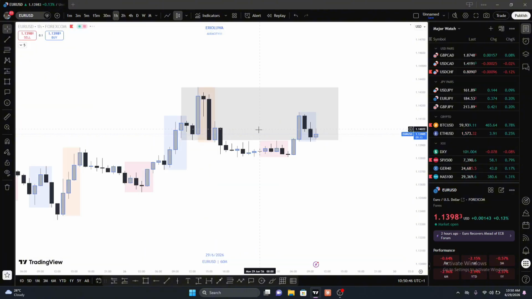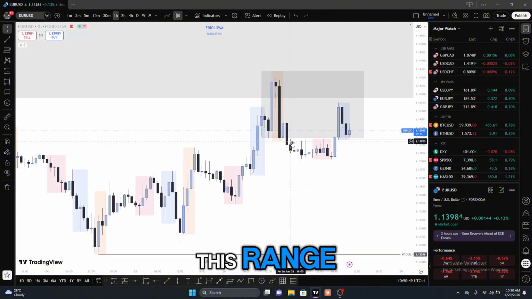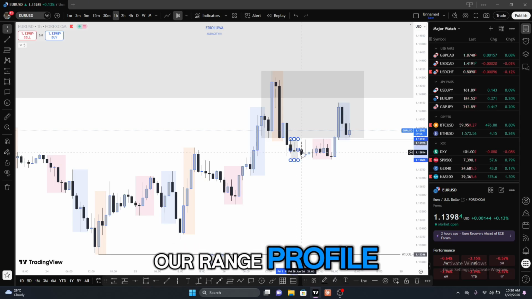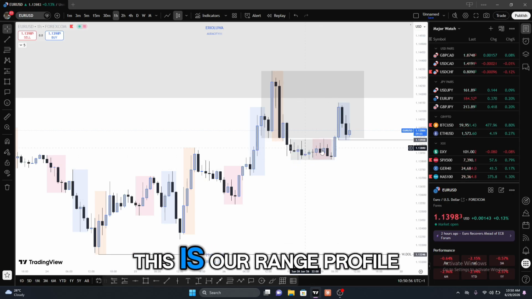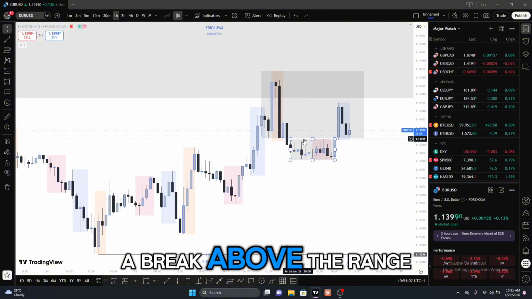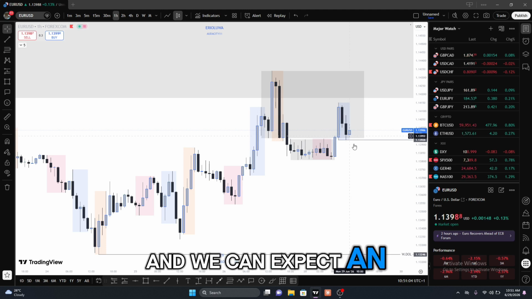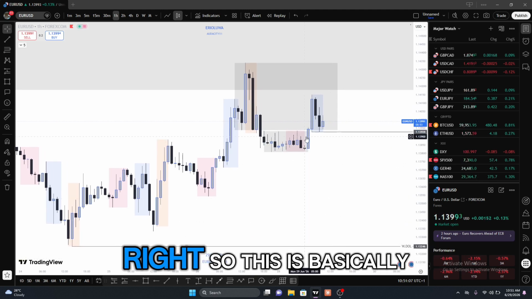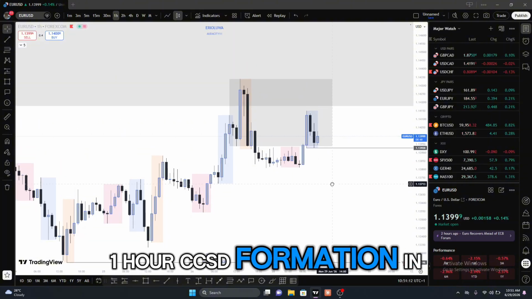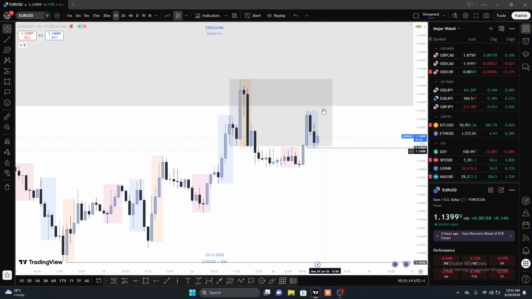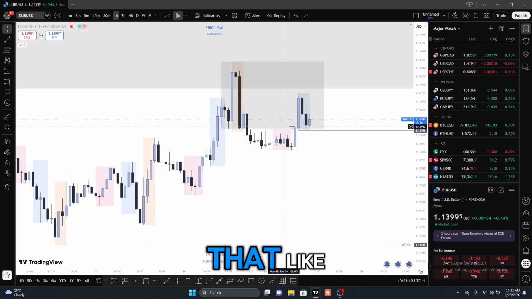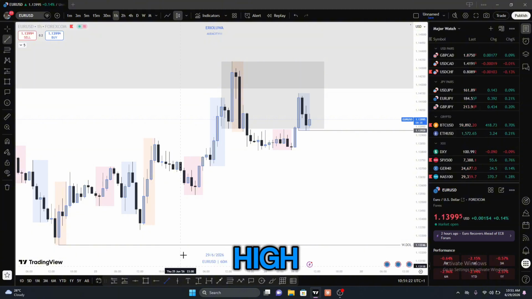On 1 hour, we have this range, if you know what the range profile is. This is our range profile, and you can see the range clearly. Then we have a break above the range, and we can expect an expansion in the other direction, right? So this is basically manipulation. If I see a 1 hour CISD formation in this zone, then I can sell from there, which is why I marked out this line, because this is the line that actually swept this high. Let me mark out the high.